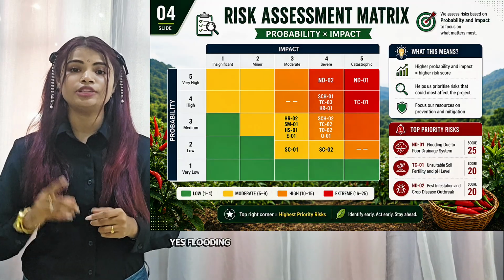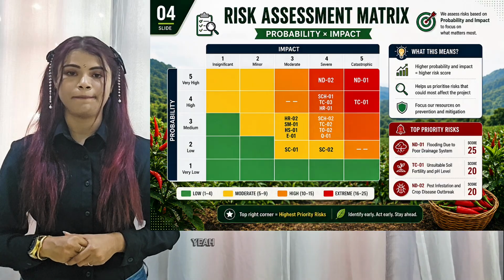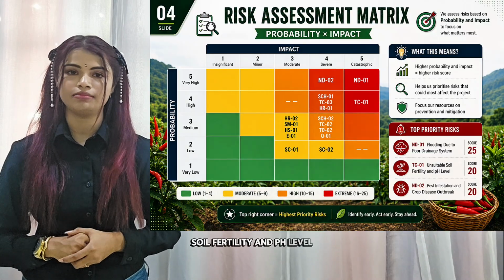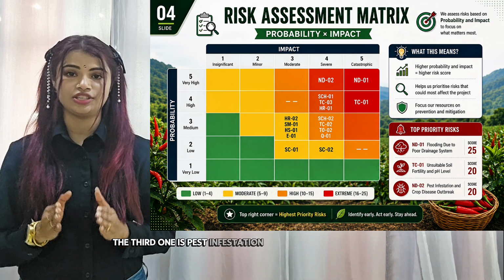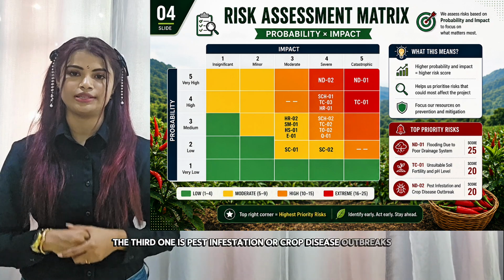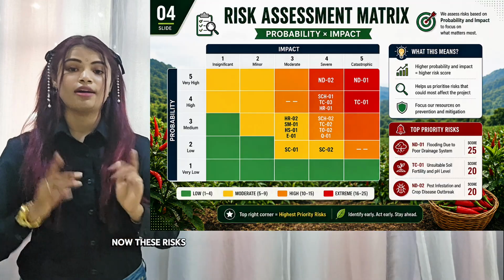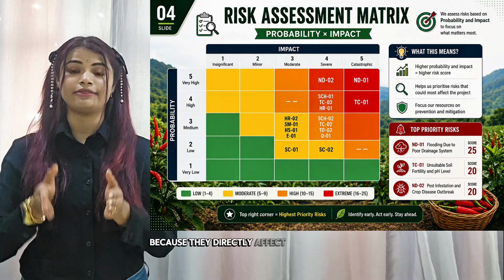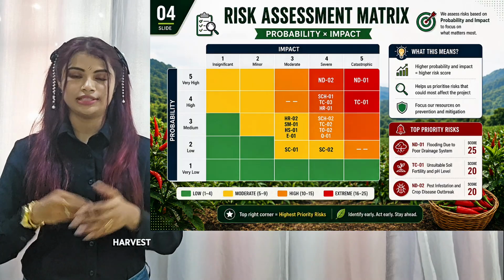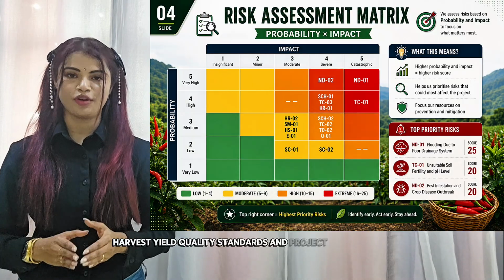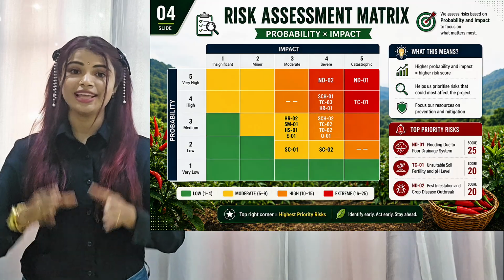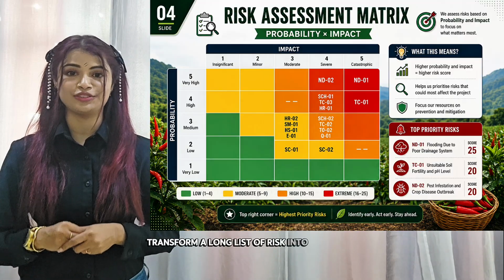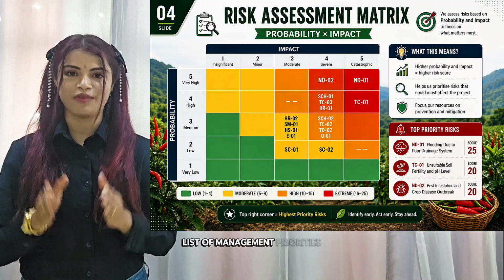Flooding due to poor drainage. Next is unsuitable soil fertility and pH level. The third one is pest infestation or crop disease outbreaks. Now, these risks consistently scored higher than the others because they directly affect crop survival, harvest yield, quality standards, and project profitability. This assessment helped transform a long list of risks into a focused list of management priorities.